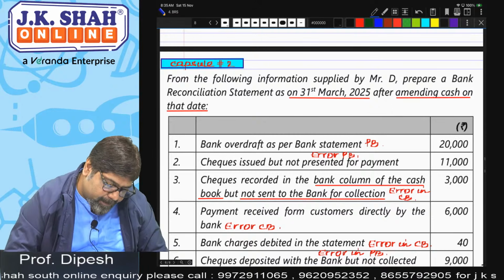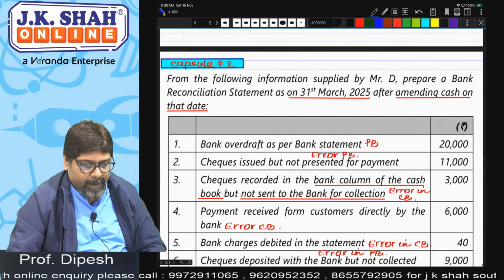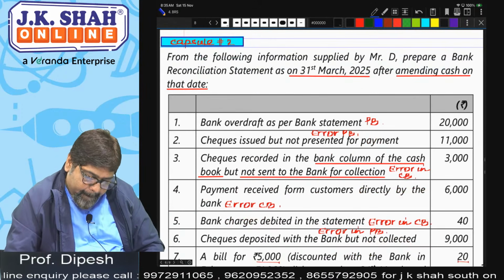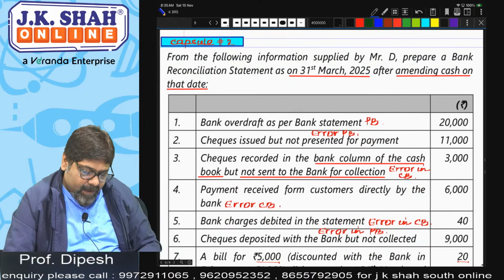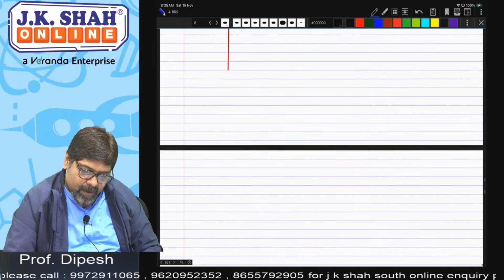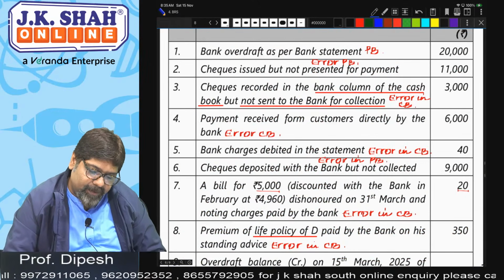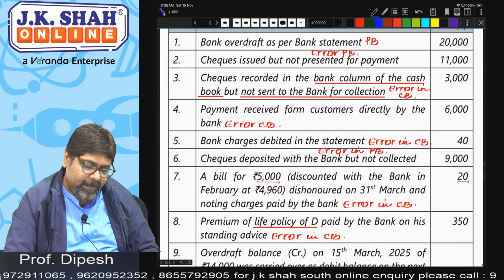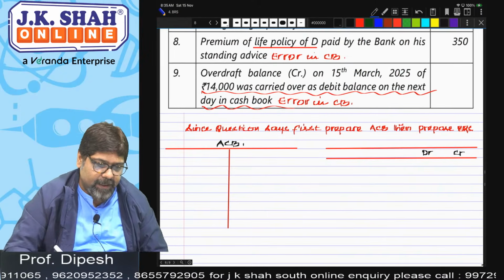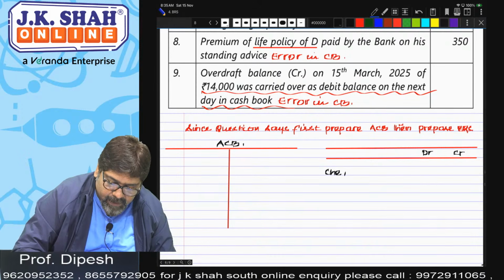Bank overdraft as per bank statement is 20,000. Bank balance, this will not come. Checks issued but not presented is an error in the passbook. Checks issued but not presented will come in the BRS.